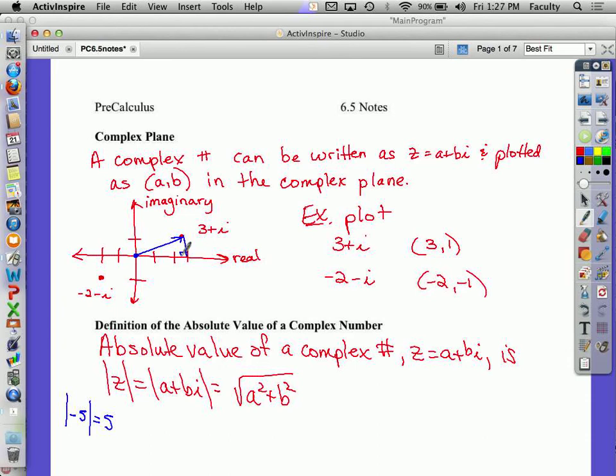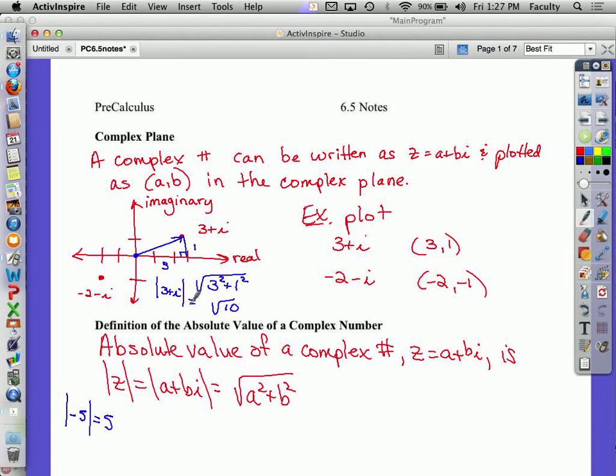Well, how do you find that distance? I can drop a perpendicular, and the hypotenuse, this is a right triangle. So the absolute value of 3 plus i is the square root of 10. So I really don't want you to memorize this at all. I would like you to think about it.